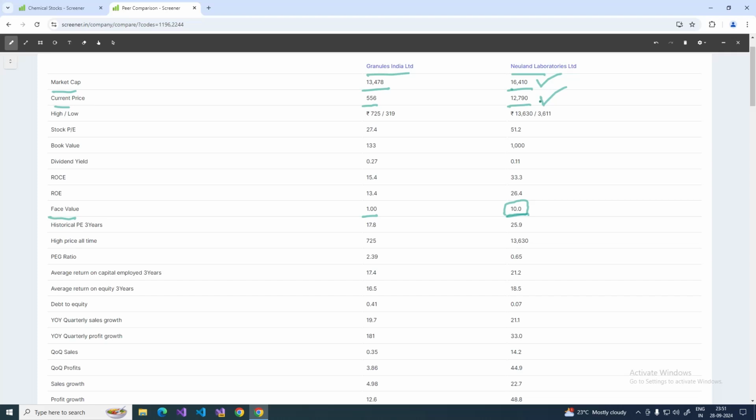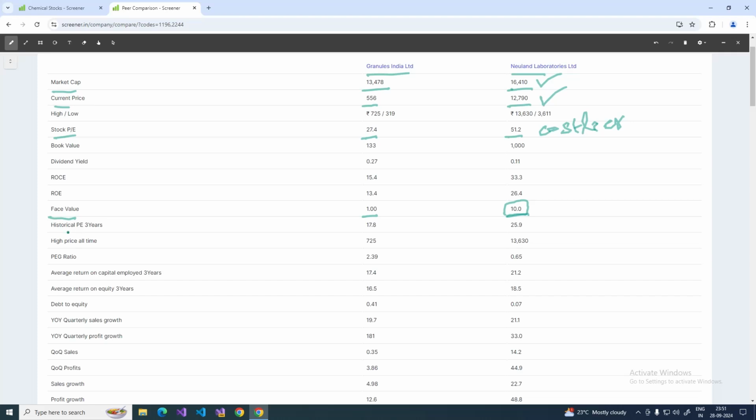Now check PE. So current PE, Granules is 27.4 and Neuland is 51.2. So here Neuland's PE is higher. That means this is costlier based on PE. We'll check with 3 years.